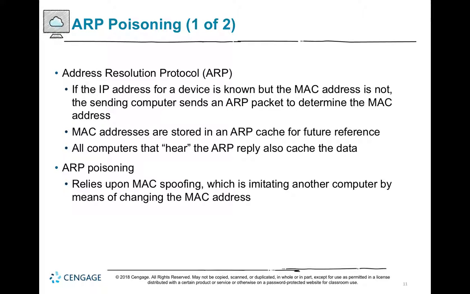So, Address Resolution Protocol. In order to understand ARP poisoning, you first need to understand ARP. Here's a simplified explanation of what Address Resolution Protocol is. Take two computers on the same LAN. Let's say computer A has an IP address of 192.168.1.1, and computer B is at 192.168.1.2. Those are on the same subnet.